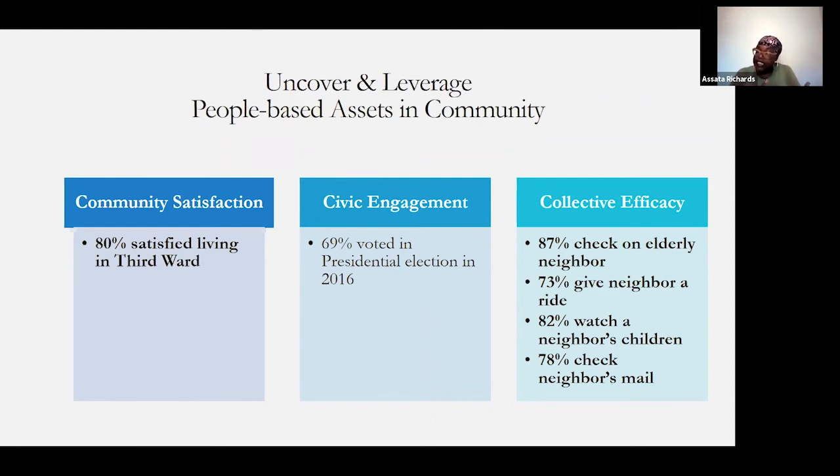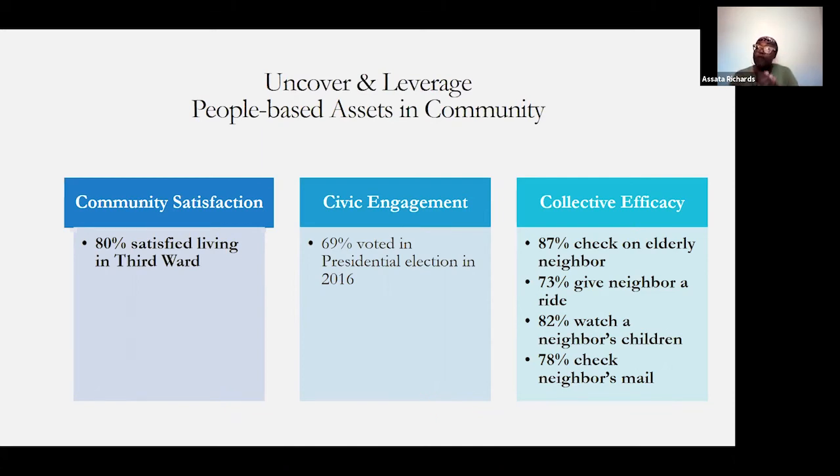But still, these residents are civically engaged. But the most important thing that I think was very transformational, not only to me, but to my team, was the level of collective efficacy. This notion and this idea. And when we asked residents this question, this wasn't, will you check on an elderly neighbor? Will you give a neighbor a ride? Would you watch a neighbor's kid? This was, do you think that there is someone else in this neighborhood, your neighbor, that would do this thing, right? It wasn't even asking them what they thought about themselves. It was, what did they think about one another?